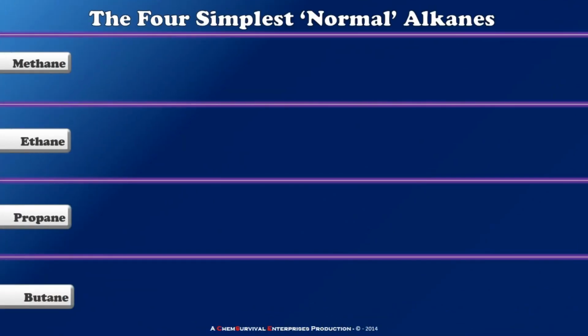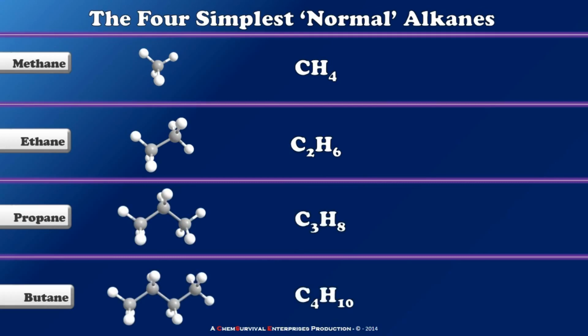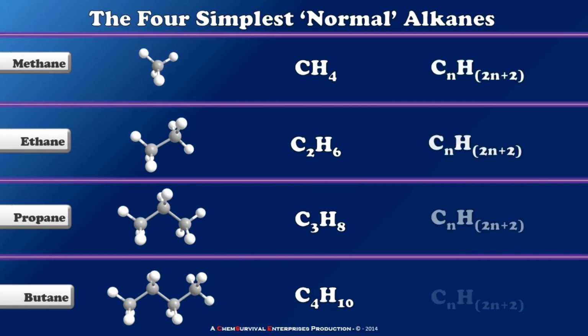Let's begin with the four simplest normal alkanes. We use the term normal to describe an alkane in which the carbons are all connected in a straight chain. The first four of these are methane, CH4, ethane, C2H6, propane, C3H8, and butane, C4H10. Notice that each of these compounds has a molecular formula which can be represented as a simple equation, CnH2n+2. This is going to be true for all of the alkanes that we're going to look at today.